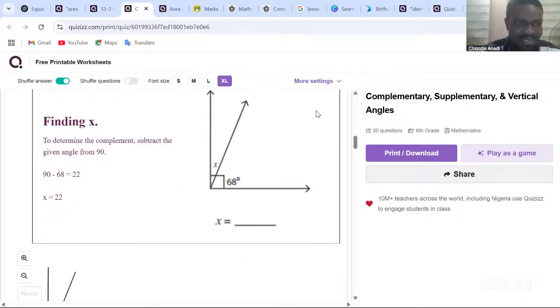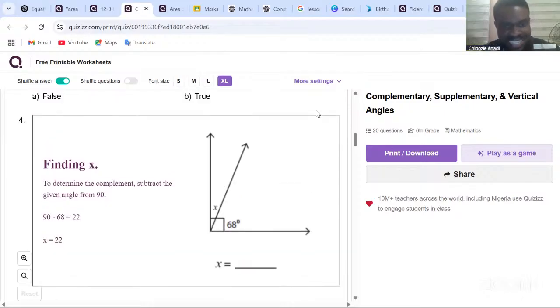Question 4 says find x. It says to determine the complement, subtract the given angle from 90. If you look at the angles given to you, we have 68 degrees and x degrees, right? In order for us to find x, we know that x plus 68 will give us 90, but we don't know what x is. So we have 90 minus 68, and that will give us what? 22, right?